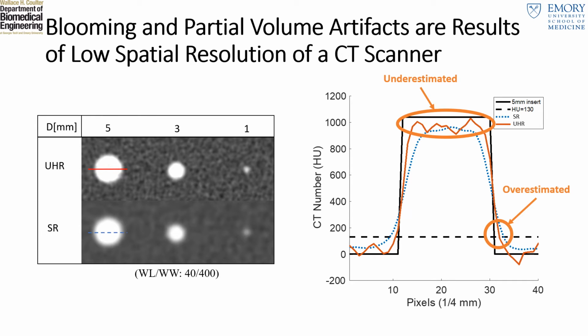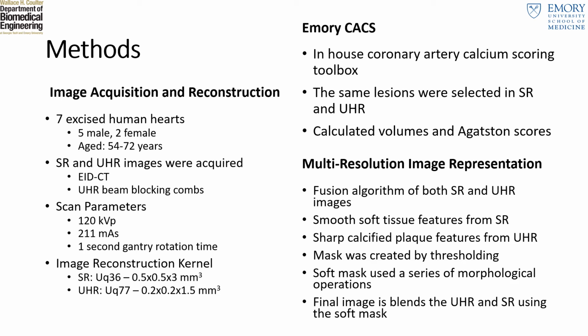Our methods for image acquisition and reconstruction included 7 excised human hearts, 5 male, 2 female, ranging in age from 54 to 72 years. SR and UHR images were acquired with EID-CT and UHR beam blocking cones. The scan parameters were 120 kVp, 211 mAs with 1 second gantry rotation time. The image reconstruction kernel for the SR was a UQ36 and for UHR was a UQ77.